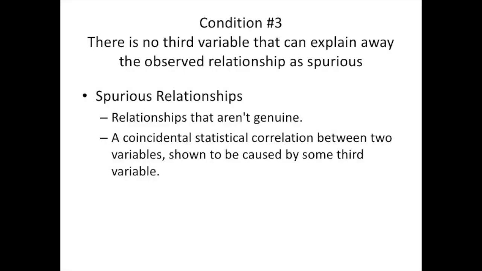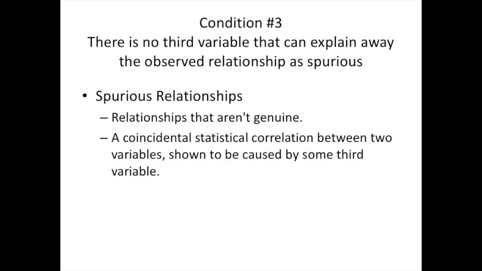But let's say we could. Let's say we find that there is a statistical relationship, let's say we are sure that the cause came before the effect, we still cannot say that X caused Y. We still need to prove the third condition. And the third condition states that there is no third variable that can explain away the observed relationship as spurious.